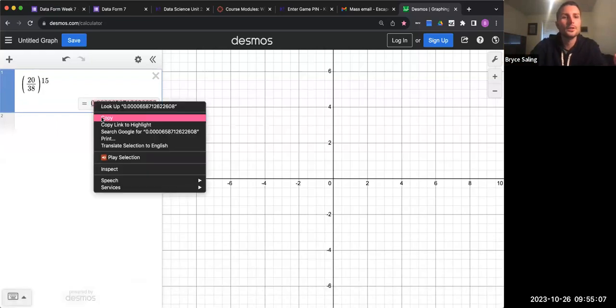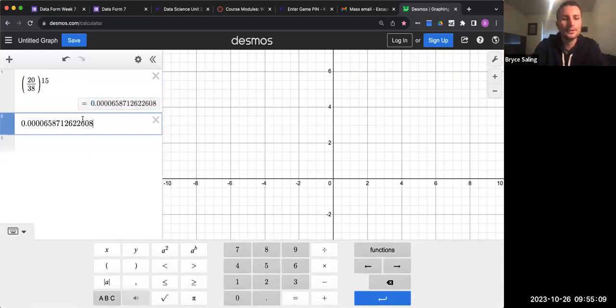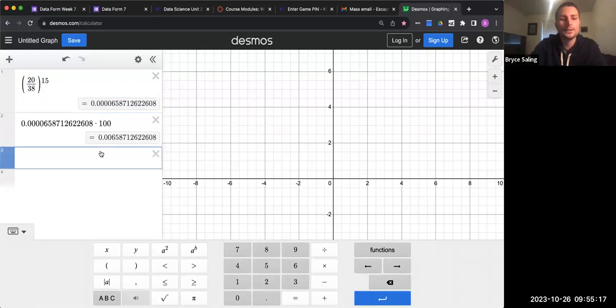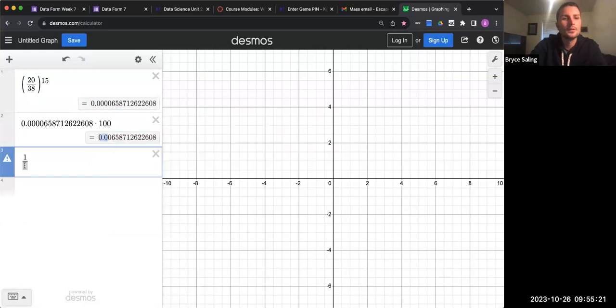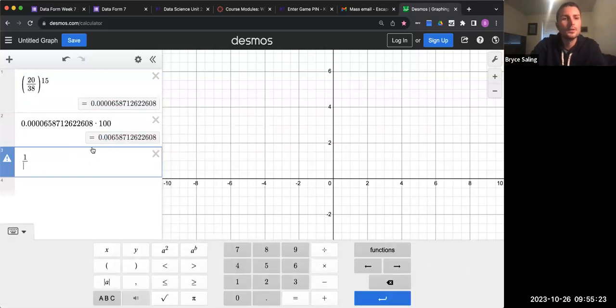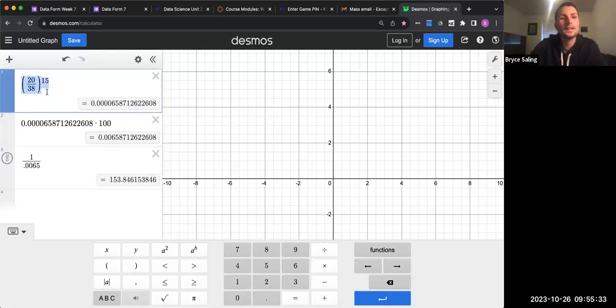And so let's see what percentage that gives us. So that's a 0.0065 chance. And if we want to see how many times that is, so that'd be a 1 in 153 chances of getting 15 non-reds in a row.